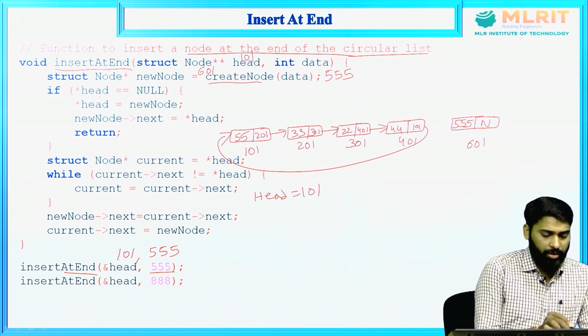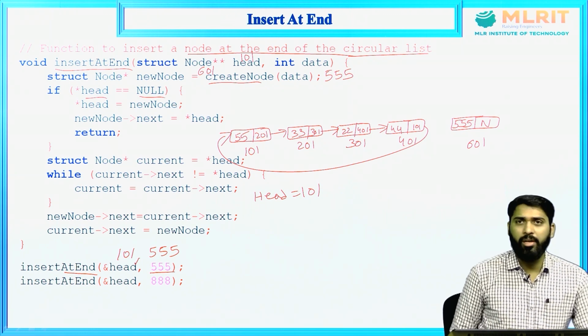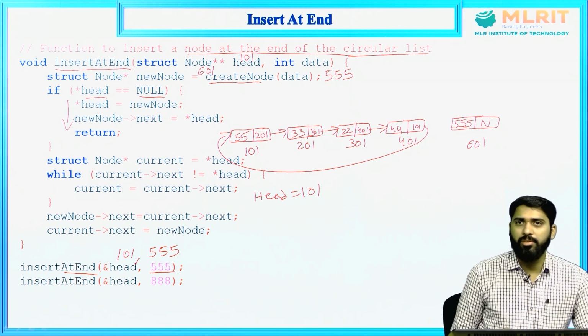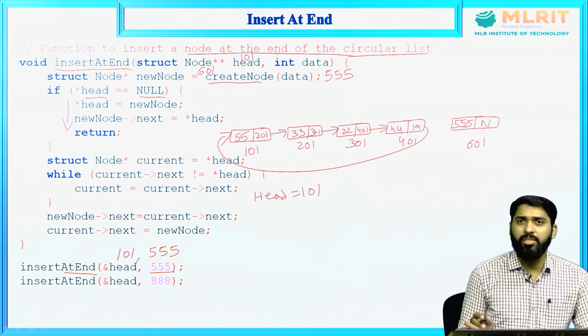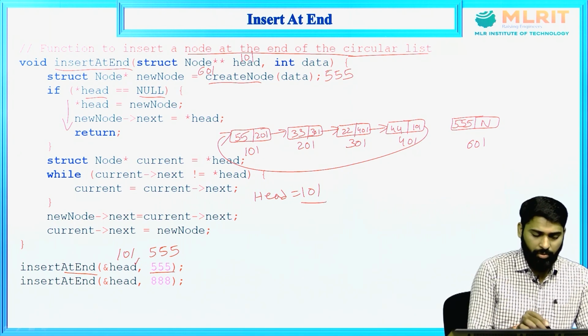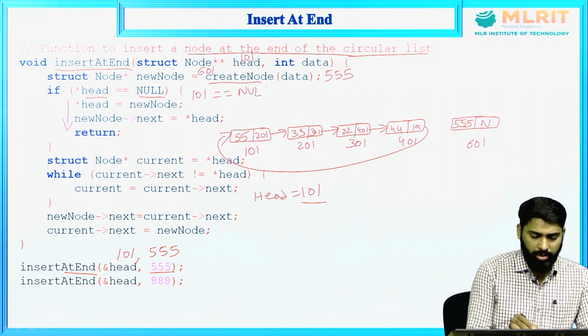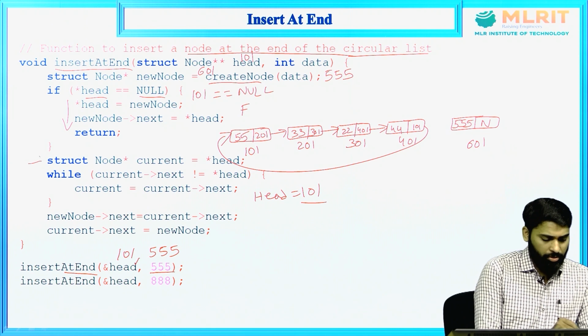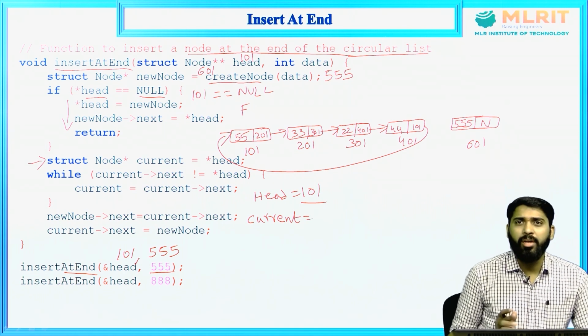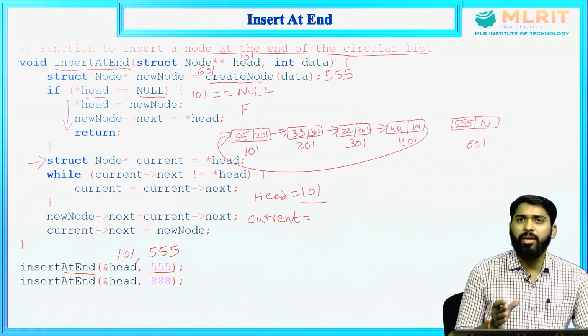Now we are going to check head equals null here. If the created node is the first node, then we execute these instructions, that means insert this node as the beginning of the list. But in this case, what is the head? 101. 101 equals null is false. So we go to here, and here we are taking one current. What is the purpose of the current? Here we are trying to insert the new node at the end of the list.